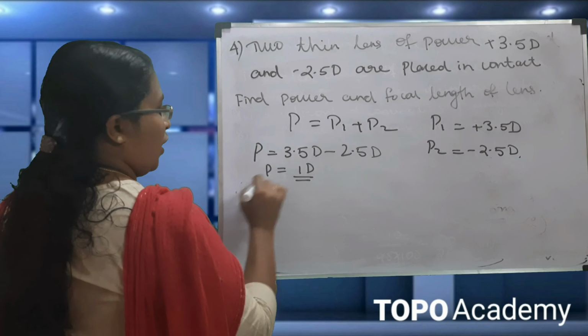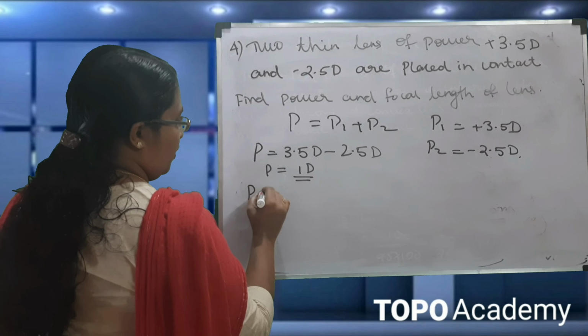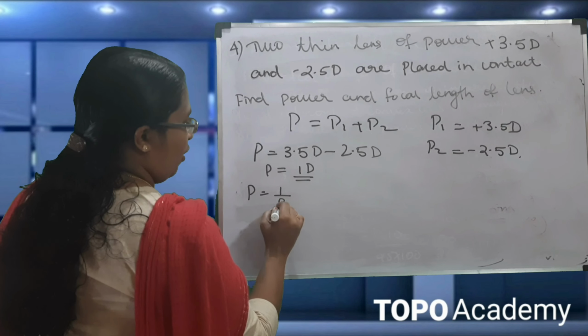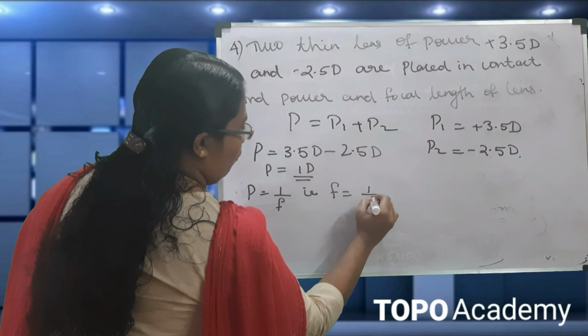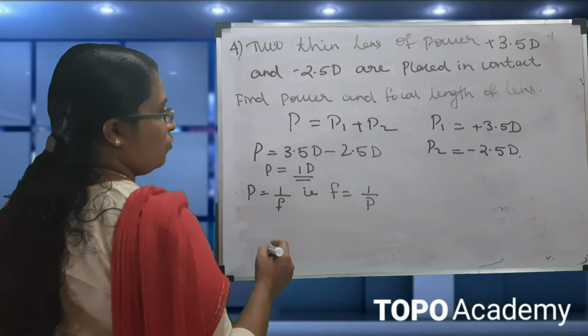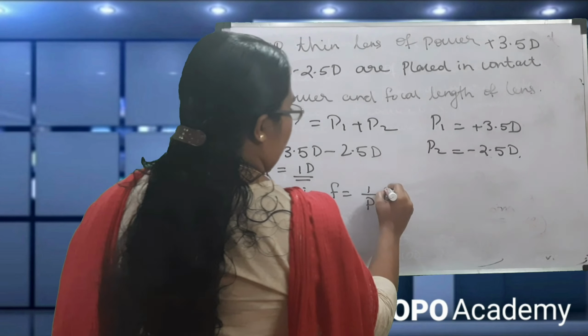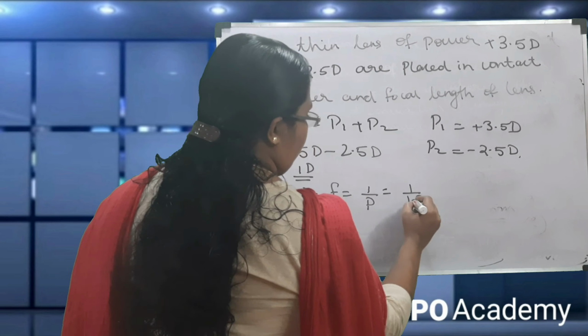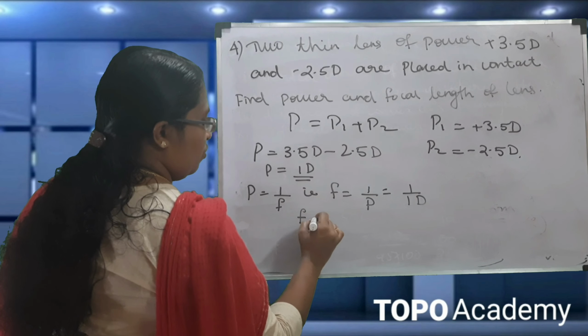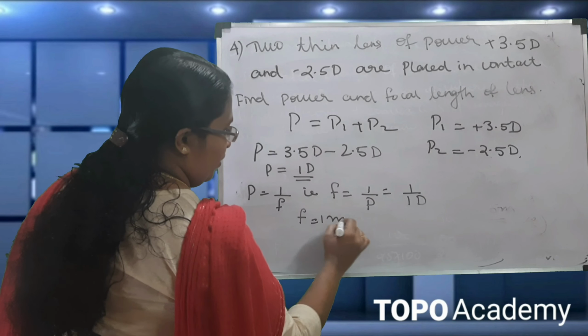Next we have to find the focal length. P is equal to 1 by F. So what's the equation to find F? F is equal to 1 by P. So 1 by 1 diopter. So F is equal to 1 meter.